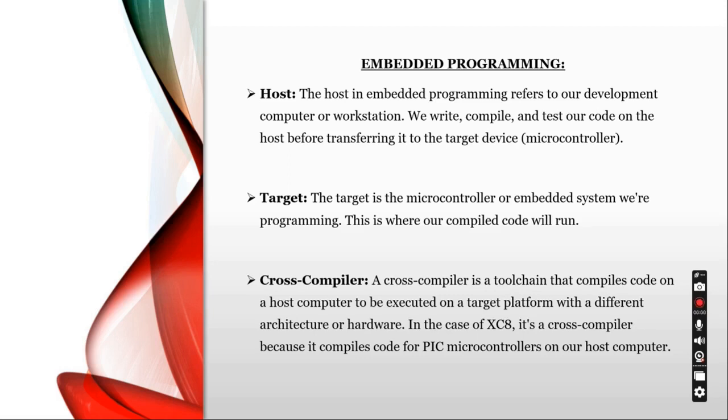Cross-compiler. A cross-compiler is a toolchain that compiles code on a host computer to be executed on a target platform with a different architecture or hardware. In case of XC8, it's a cross-compiler because it compiles code for PIC microcontrollers on our host computer.